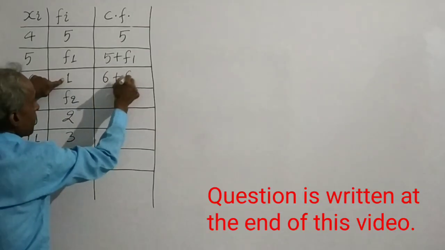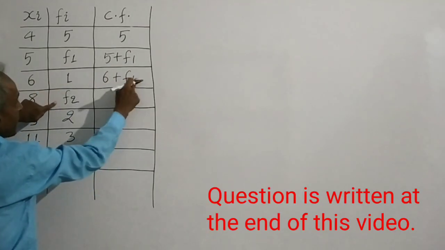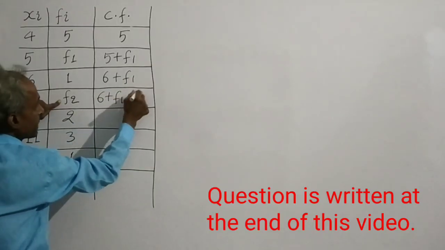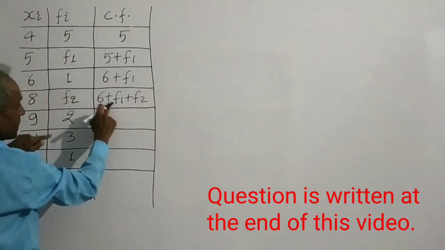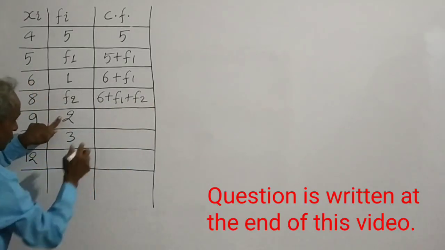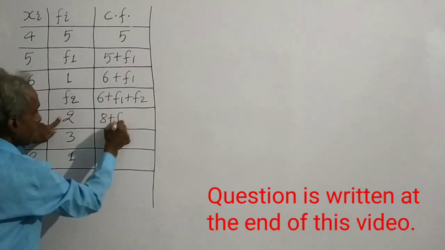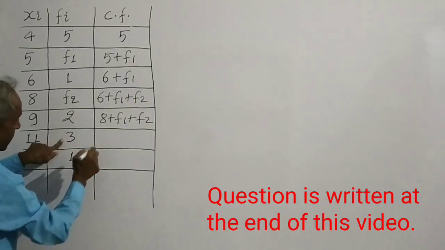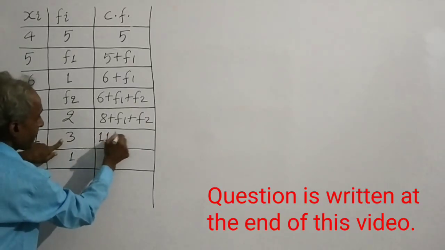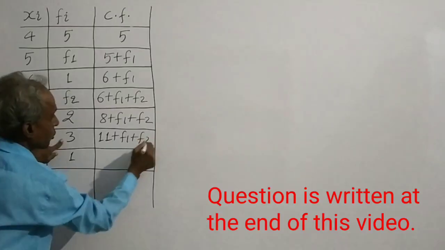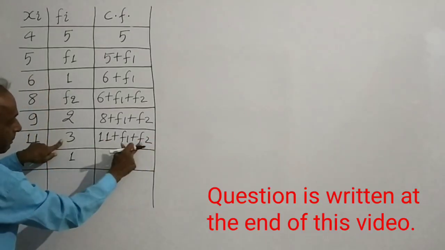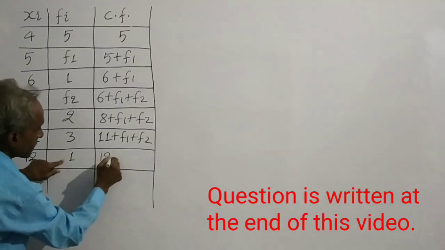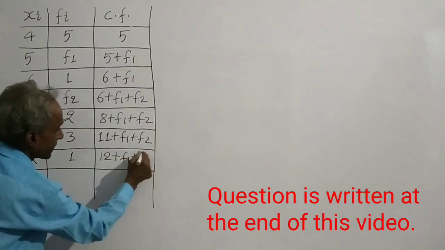Then 6 plus F1, then 6 plus F1 plus F2, then 6 plus F1 plus F2 plus 2, which is 8 plus F1 plus F2. This plus 3 gives 11 plus F1 plus F2. This 11 plus F1 plus F2 plus 1 gives 12 plus F1 plus F2.